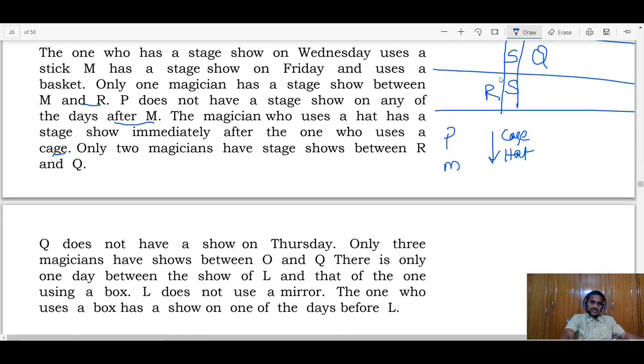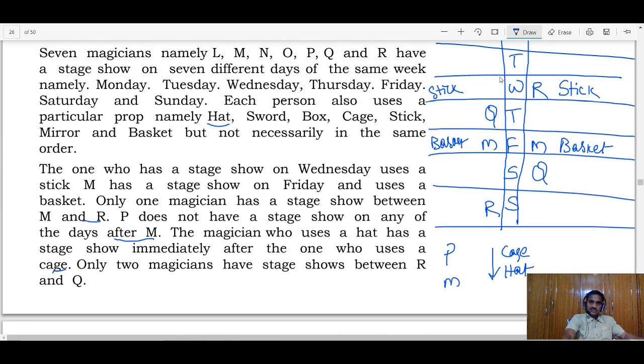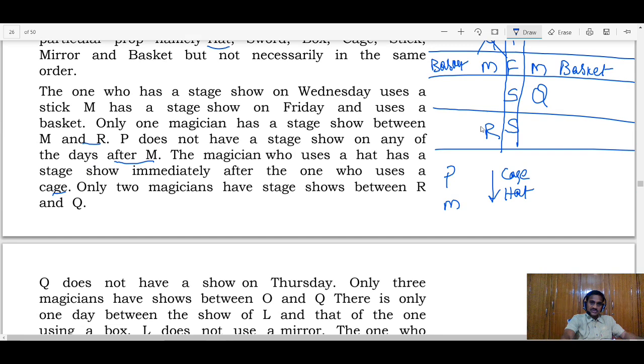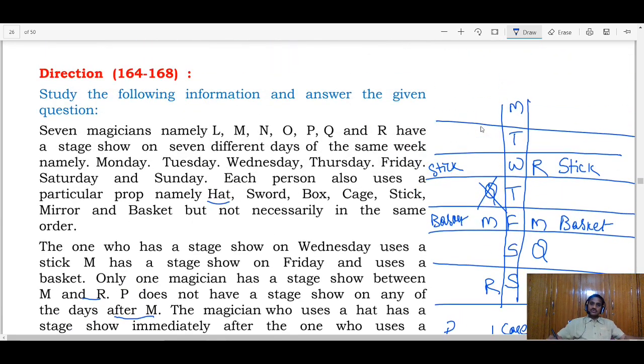And next one: Q does not have a show on Thursday. And this case is completely ruled out, because Q would be on Thursday. And only three persons have a show between O and Q. Between O and Q there are 3. 1, 2, 3, only 3 in between O and Q.